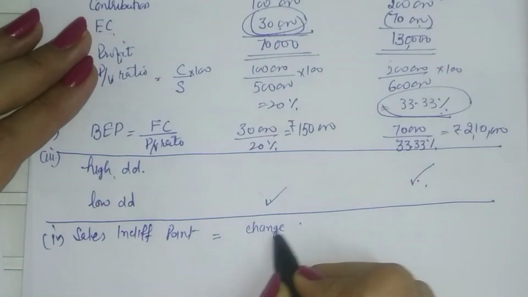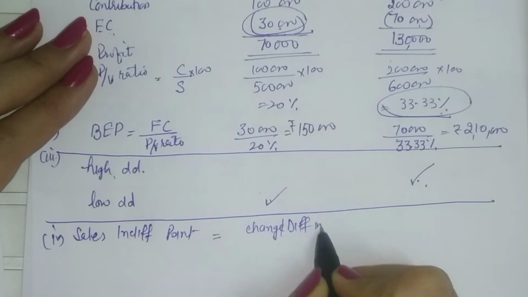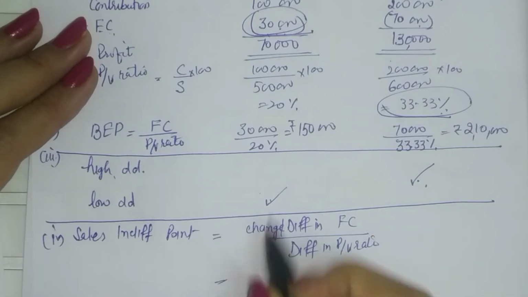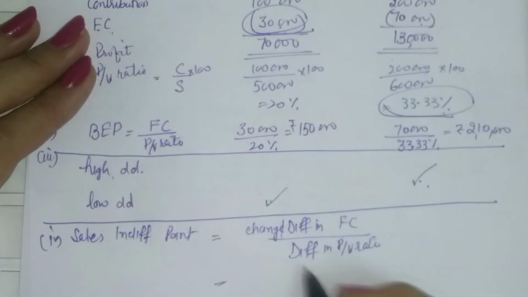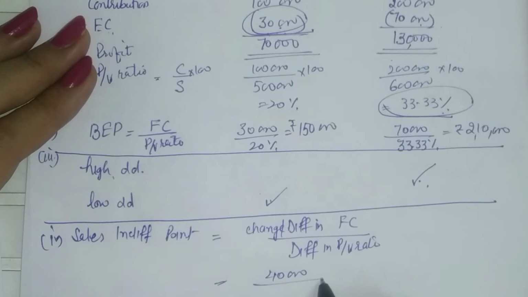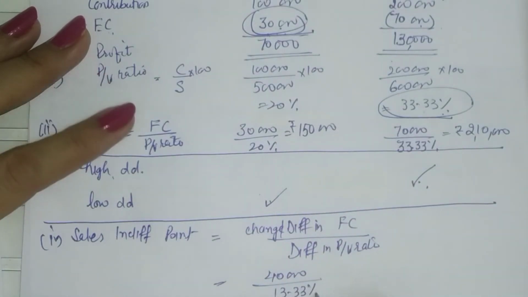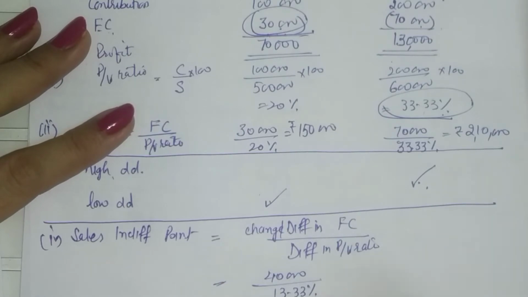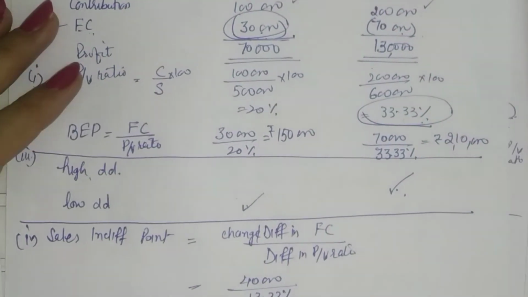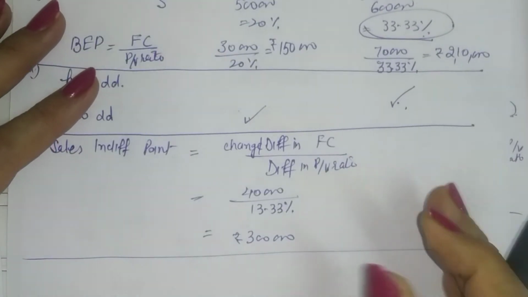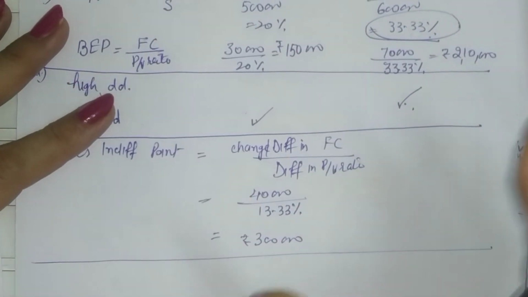So change, or you can say difference in fixed cost upon difference in PV ratio. So this is 40,000 rupees of difference in the fixed cost, and in the PV ratio there is a difference of 13.33%. So that is 3 lakh. So this is your sales indifference point. That is, at this level both the product lines will give you the same profit.